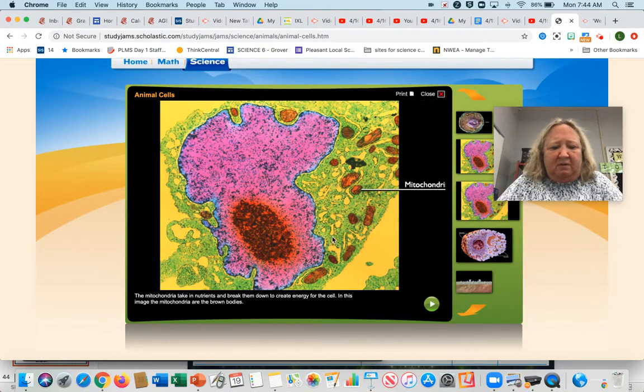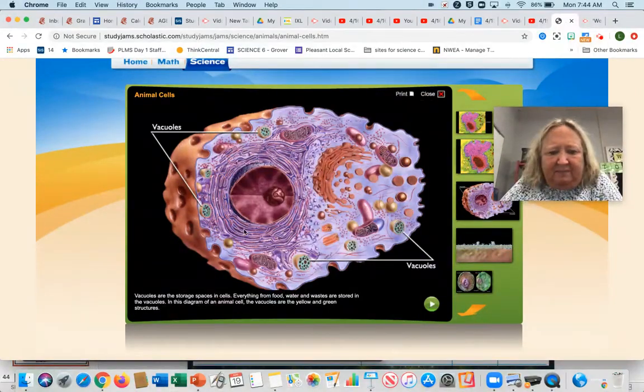Then there's a really important organelle. These parts are all called organelles. This one is called the mitochondria. It takes in the nutrients that you get from eating your food and breaks them down. And when it breaks them down, that creates energy in the cell. These mitochondria look brown. So then the cell has energy, and consequently the organism has energy.